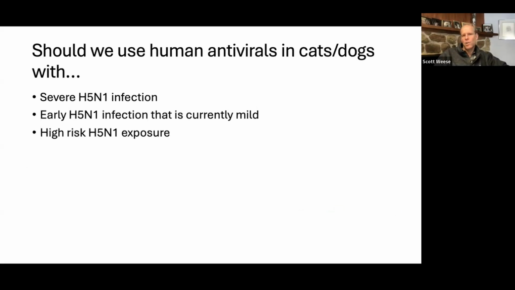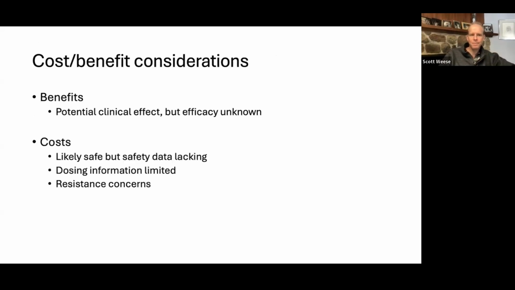And maybe high risk exposure. This could be on a farm. This could be an animal that's eaten a recalled diet that we know is contaminated. It could be you have a couple cats in a room and one of them you found was positive and you've had close contact with them. So we've got a high risk exposure in a species where we know the risk of severe disease is really high. So, potential benefits are efficacy. We prevent serious disease. We have no idea how good this drug is for that. Costs, it's probably safe. We just don't know a lot about it, especially in cats. We have very little data about Tamiflu, about dosing, about safety.